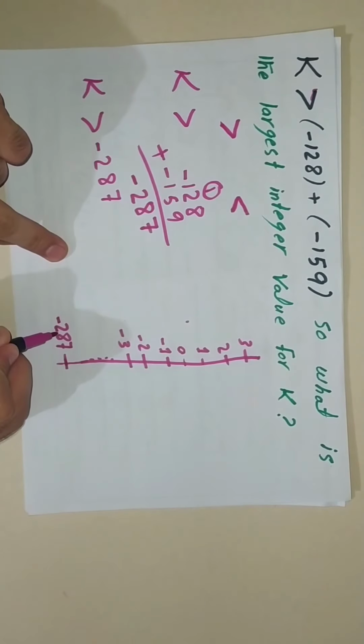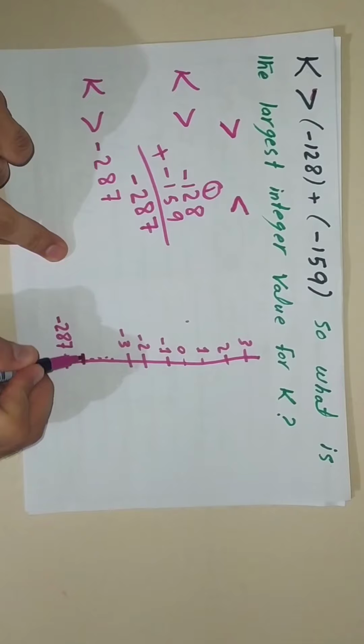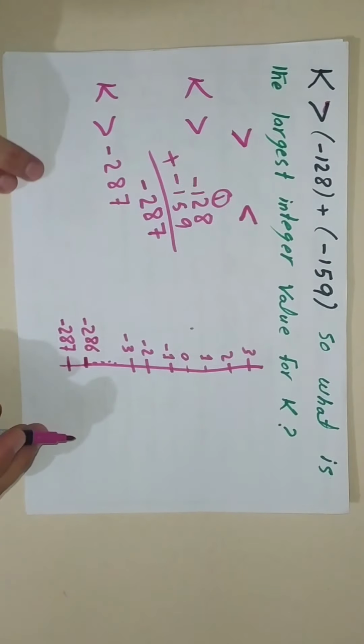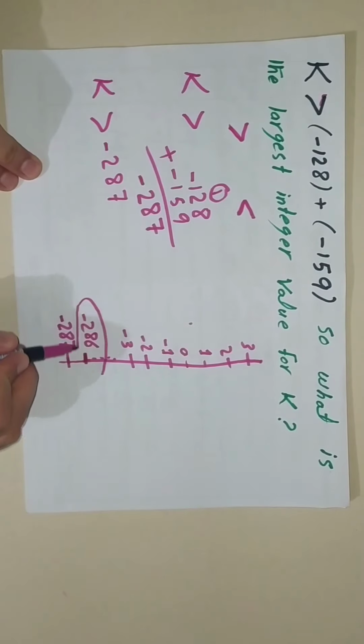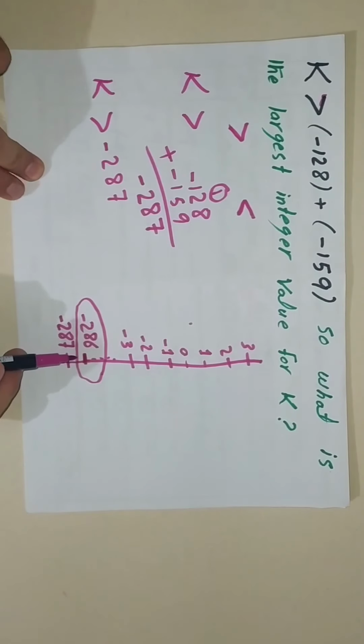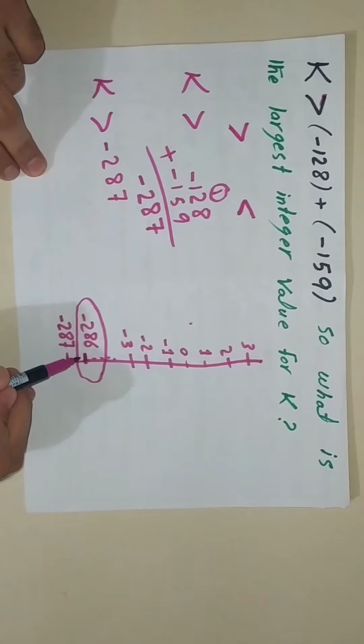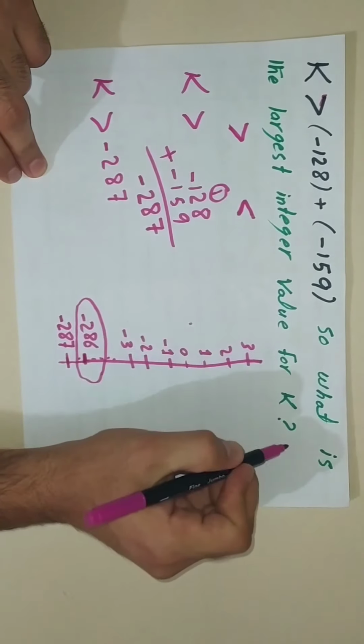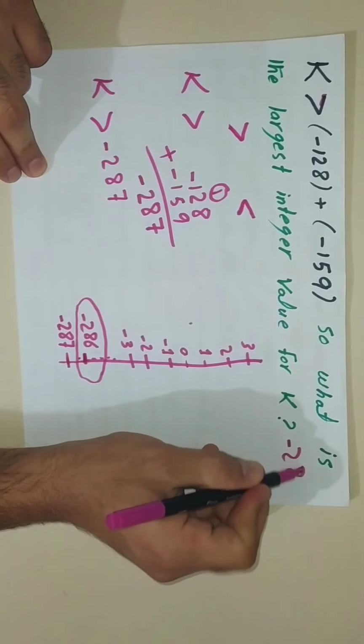So the question is, what is the largest integer value for K? If it is minus 287, then there is minus 286. So our answer will be this one, because the question is asking this from us. Our largest integer value for K is equal to minus 286.